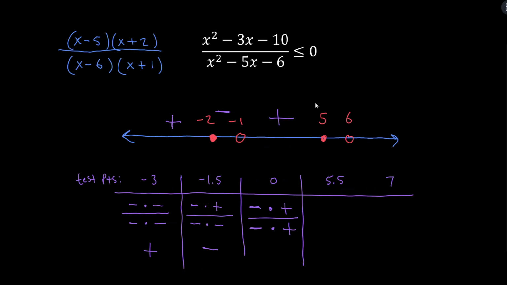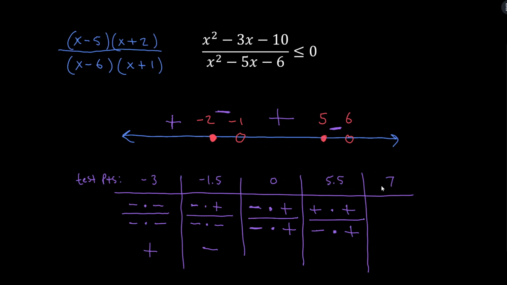Anytime we have an even number, it's positive. So 5.5, let's do our next section. Plugging in 5.5 minus 5, that's a positive, times 5.5 plus 2, that's also a positive. 5.5 minus 6 is a negative. 5.5 plus 1 is a positive. We have one negative here, so our final result is that this section has a negative output. So the graph is below the x-axis between 5 and 6.